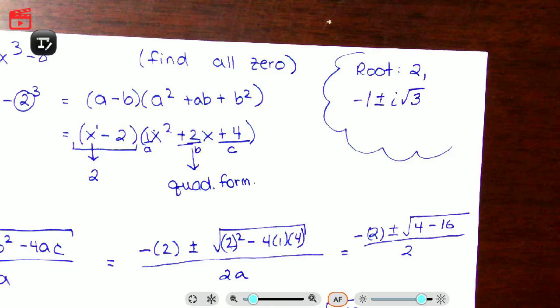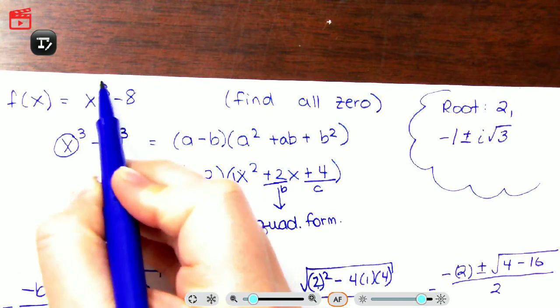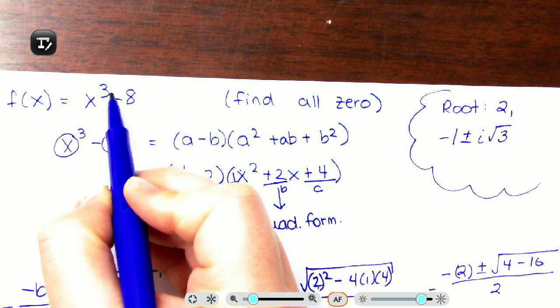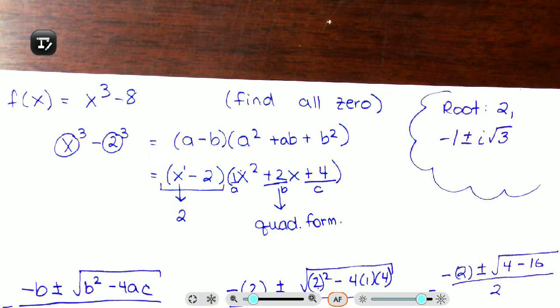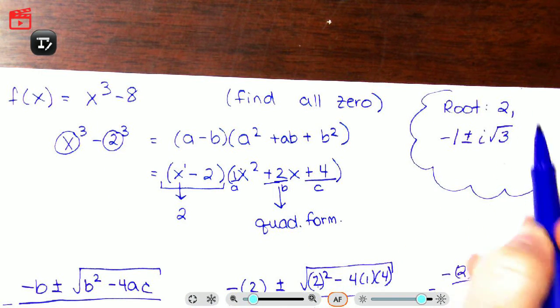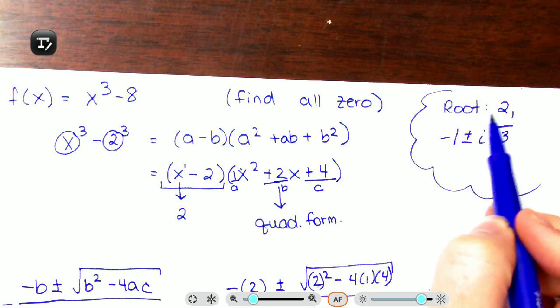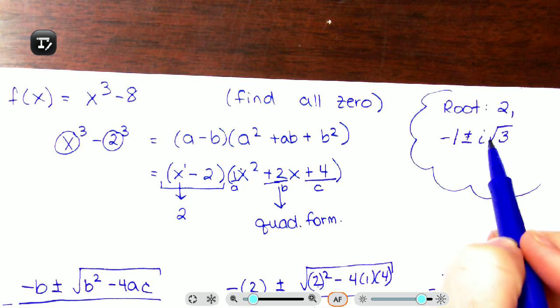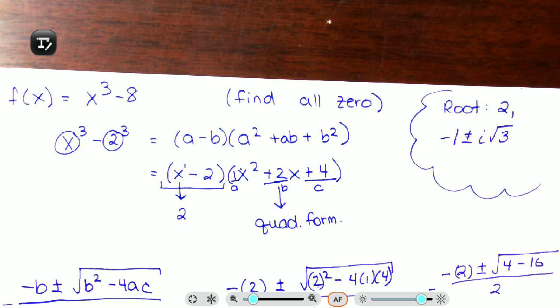And then looking here, based on the corollary of the fundamental theorem of algebra, the 3 here, the highest exponent of a standard form polynomial, tells you how many roots or how many zeros you're going to have. So in this case, we have 3 roots or 3 zeros. Therefore, we should have identified 3 roots or 3 zeros. So we have 2 is our first root. We have negative 1 plus i root 3 is our second root, and negative 1 minus i root 3 is our third root. So therefore, we are done.